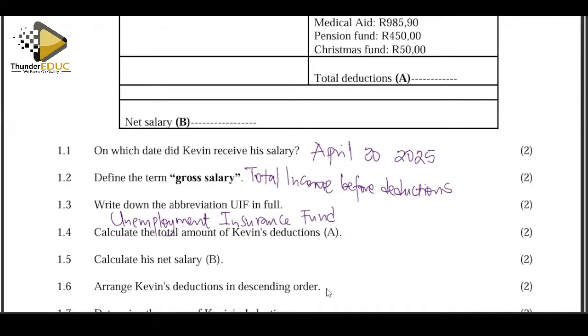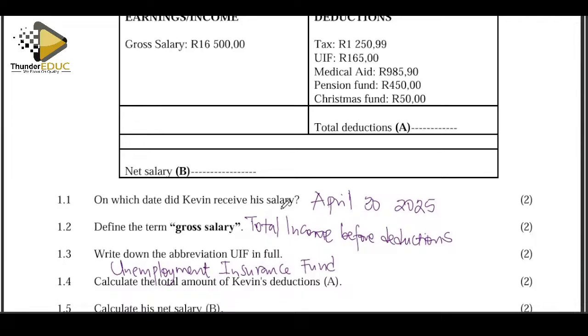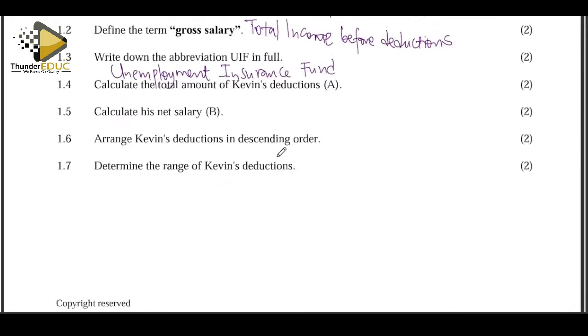Calculate the total amount of Kevin's deductions. Let's go to the deductions and we add total amount. They're saying, so we are going to add all this plus that, plus that, plus that. So we are adding that, that, that, that, and that. We are looking for this answer here.